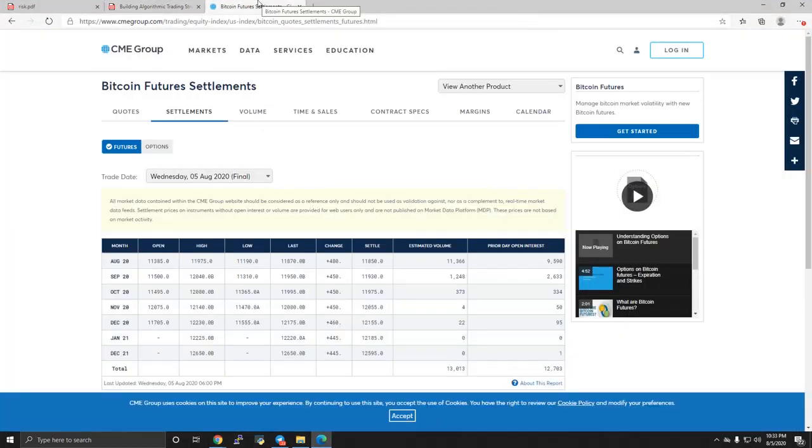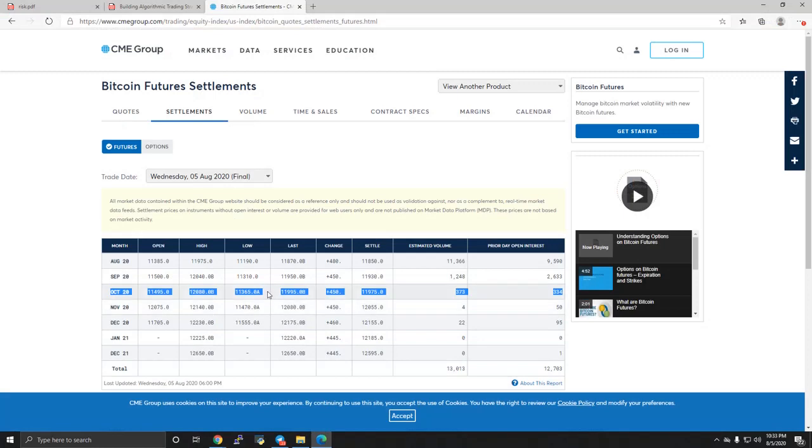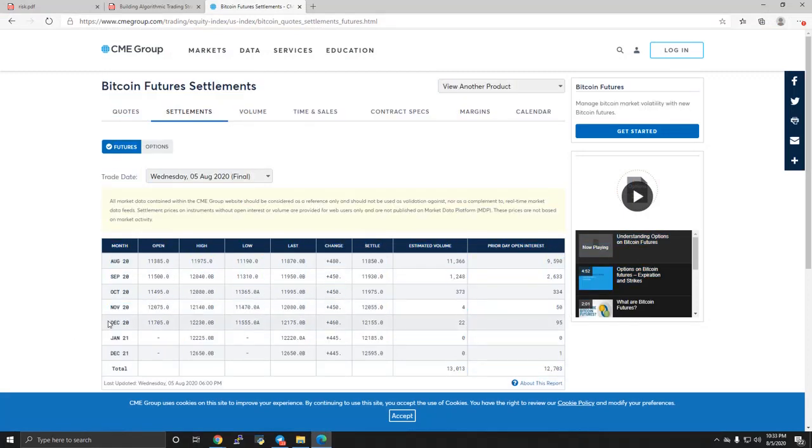So we can come to the CME Group website or whatever futures market venue you're going to be building your strategies on, and you can look at the volumes and see down the curve where is the next most liquid contract. So here's our August market, here's our September market, here's our October market that we currently have up in the simulator, Aug, Sep, Oct. And now what we're trying to do is figure out, do we want to build for November or do we want to build for December?